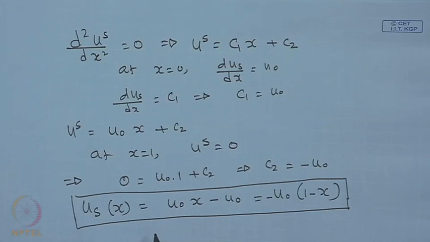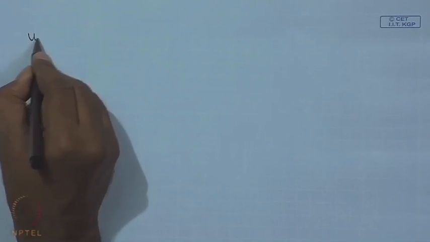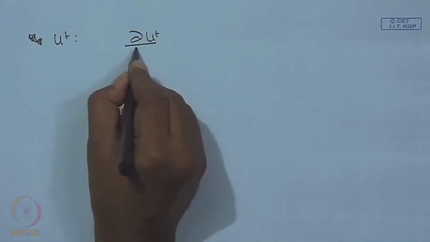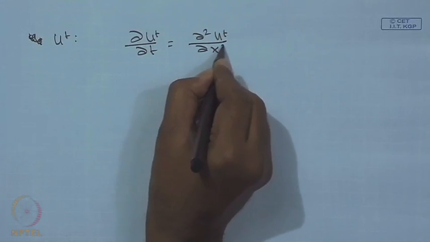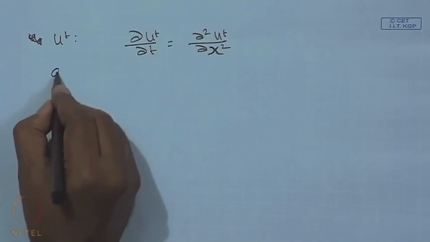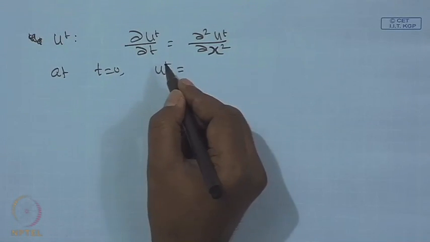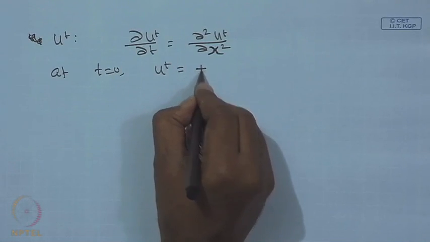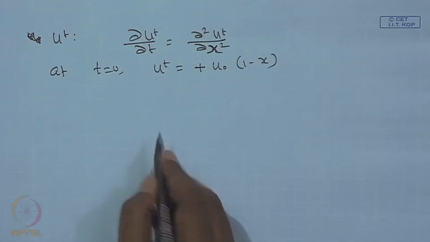Now, let us look into the solution of the transient part. The governing equation is del u_t by del t equal to del square u_t by del x square. At t equal to 0, u_t is equal to minus u_s(x), so minus minus becomes plus, u_0 into (1 minus x). That is the initial condition.